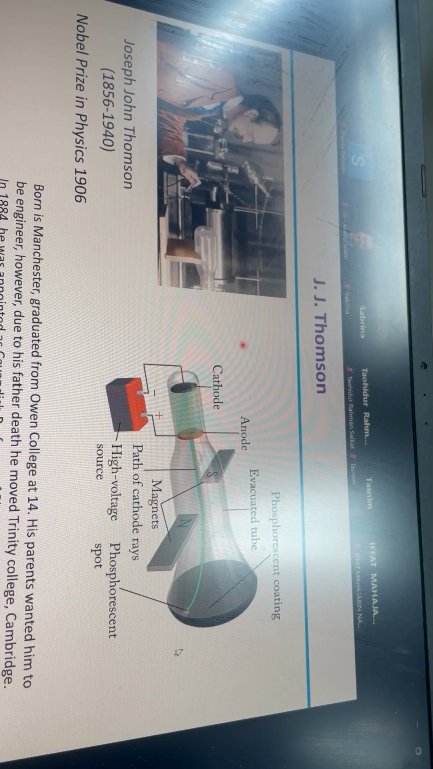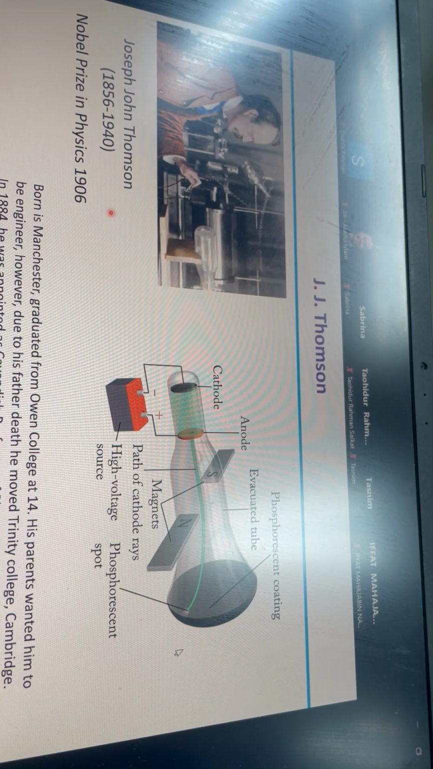So it started with J.J. Thomson, the J.J. Thomson who got the Nobel Prize, who actually discovered the electron. J.J. Thomson was born in Manchester, and he was a kind of prodigy. Prodigy means he finished high school at a very early age. When he was 14, he finished his high school, and then he wanted to be an engineer.